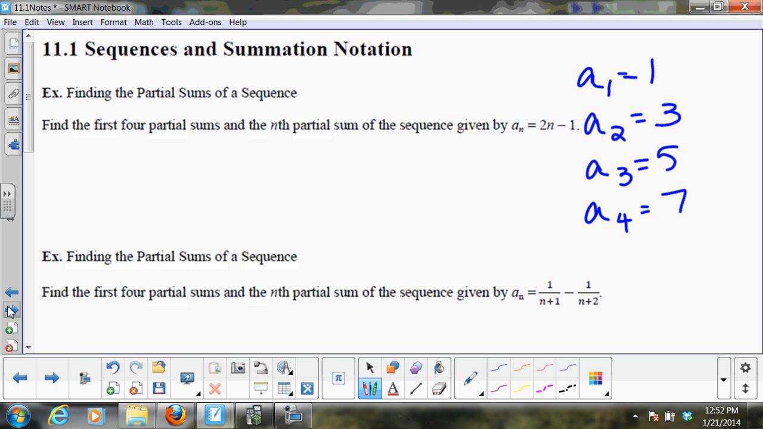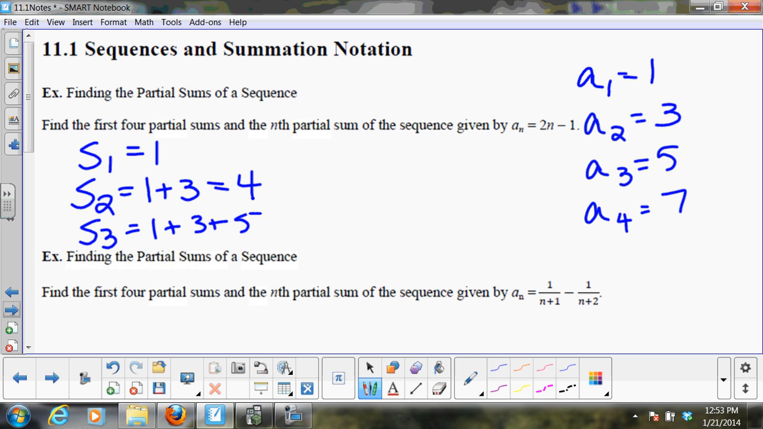So if I want the first 4 partial sums, the first sum is the first term. The second sum would be the 1 plus the 3, giving us 4. The third sum is the 1 plus the 3 plus the 5, giving us 9. And the fourth sum, 1 plus 3 plus 5 plus 7, getting us 16. And if you look, these numbers, they are perfect squares.